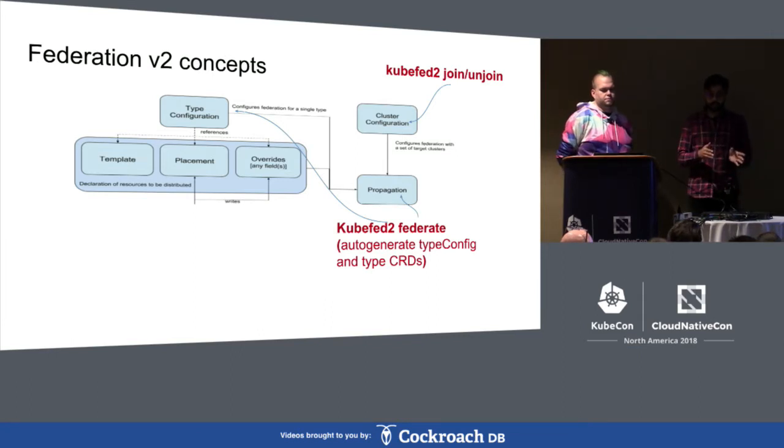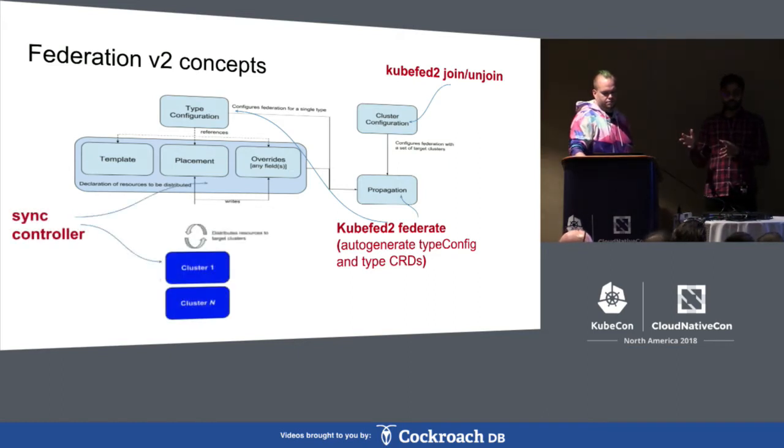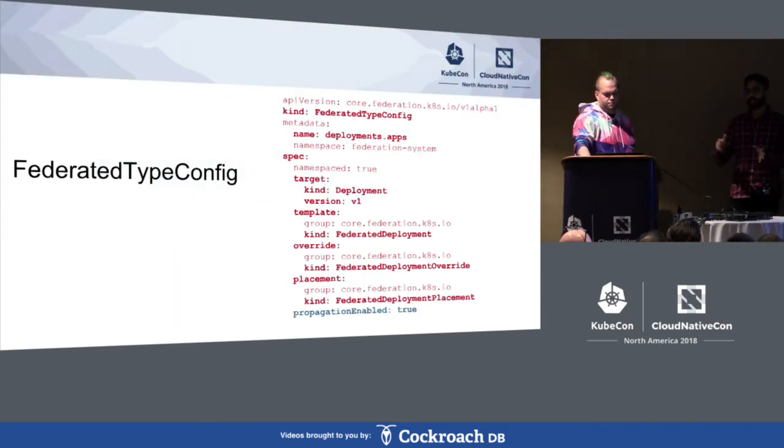How does the control plane know what type to associate with? We have provided tooling for that also, which we call kubefed federate. What it basically does is create the type configuration, associating a target type and the type definitions which are there in the federation control plane. Once these 2 things are created, we have a sync controller, or a sync loop, which can propagate the resources based on the specifications in the template, placement, and override to the target clusters, and create or reconcile resources over there.